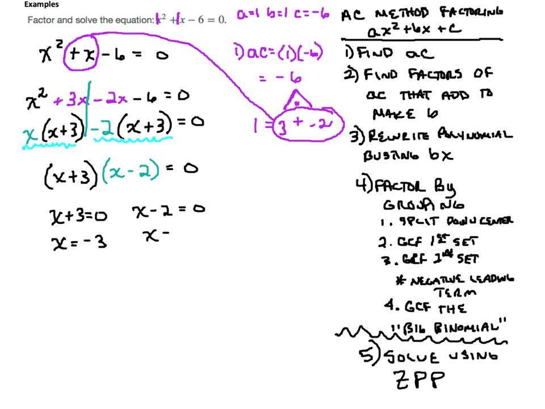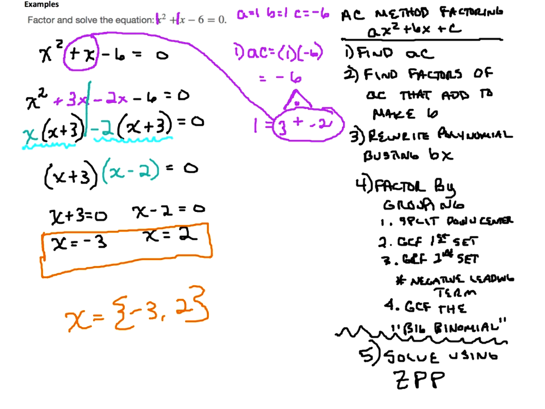And here I'd subtract 3 from both sides and get negative 3. And here I'd add 2 to both sides and get negative 2. This particular quadratic equation has two solutions, negative 3 and 2. They can be written as a set.